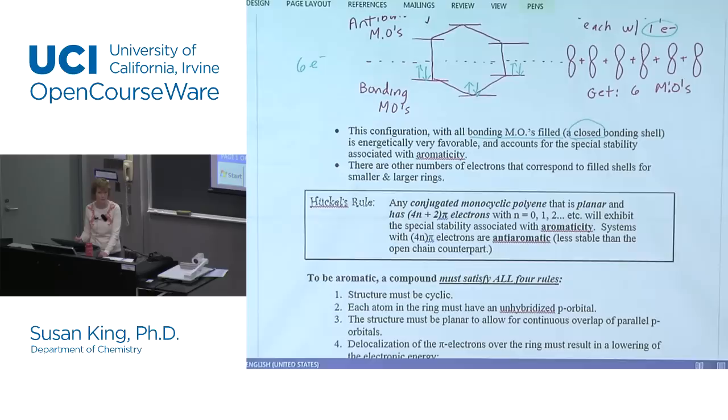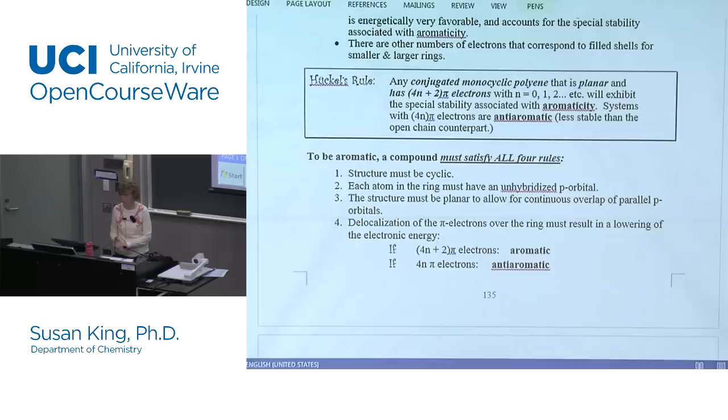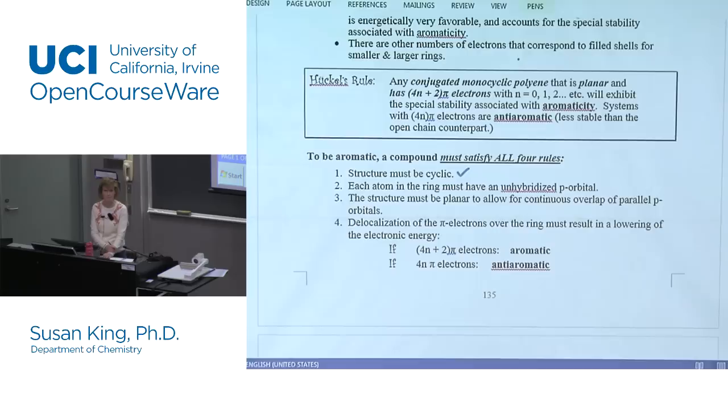So we were right that the ring had something to do with it, but there's some complications here because we have to have a ring, it has to be conjugated, and it has to be planar. Okay, so those things are all going to come into play. So to be aromatic, a compound must satisfy all four rules, and we're just going to go through all four rules here. Structure must be cyclic. That's the first rule we'll look for. Second, each atom in the ring must have an unhybridized p orbital. So in other words, we have to have either sp2 or sp hybridization. We have to have unhybridized p orbitals.